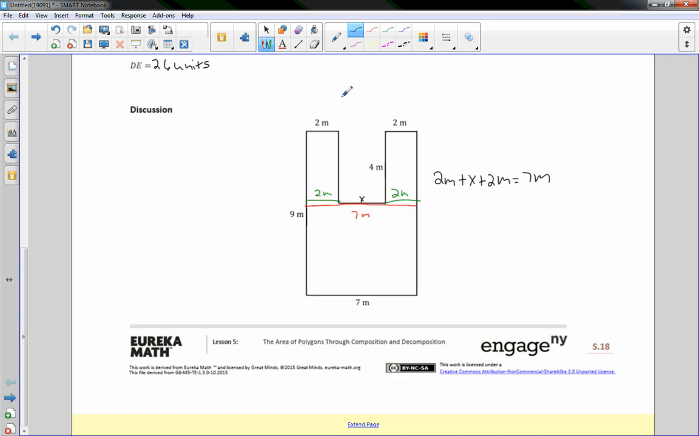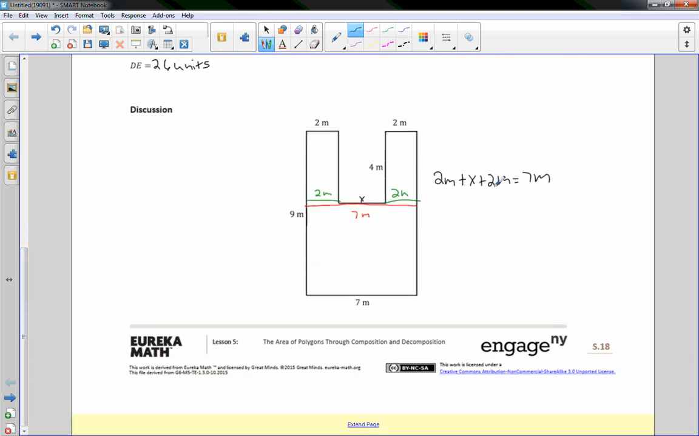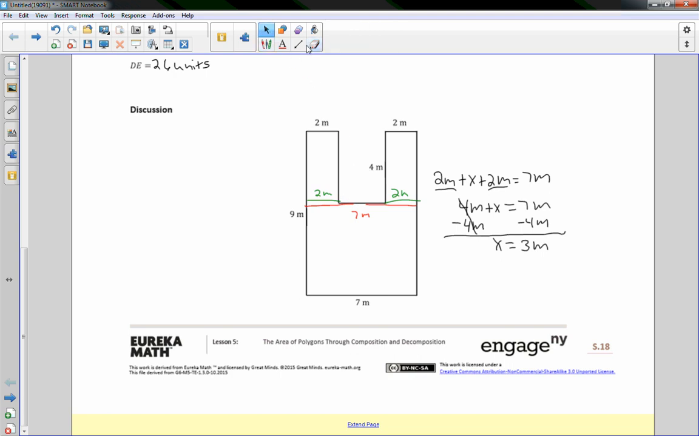So now, instead of just doing it arithmetically like I did up here, I'm going to do it algebraically down here. I'm going to combine like terms on the left, and 2 meters plus 2 meters is 4 meters, plus x equals 7 meters. I'm going to get x by itself by subtracting 4 meters from both sides. And when I do that, these cancel, and I get x equals 7 minus 4, which is 3 meters. So this here, it is 3 meters. Okay, 2 plus 3 plus 2 is 7.